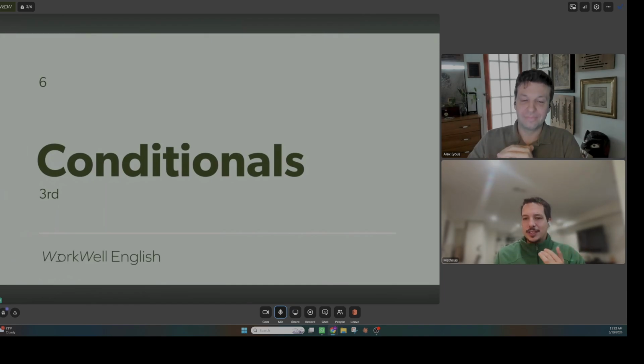So the first conditional is about possible situations in the present or future. The second conditional is for hypothetical situations in the present or future. And the third conditional is for hypothetical situations in the past, right?